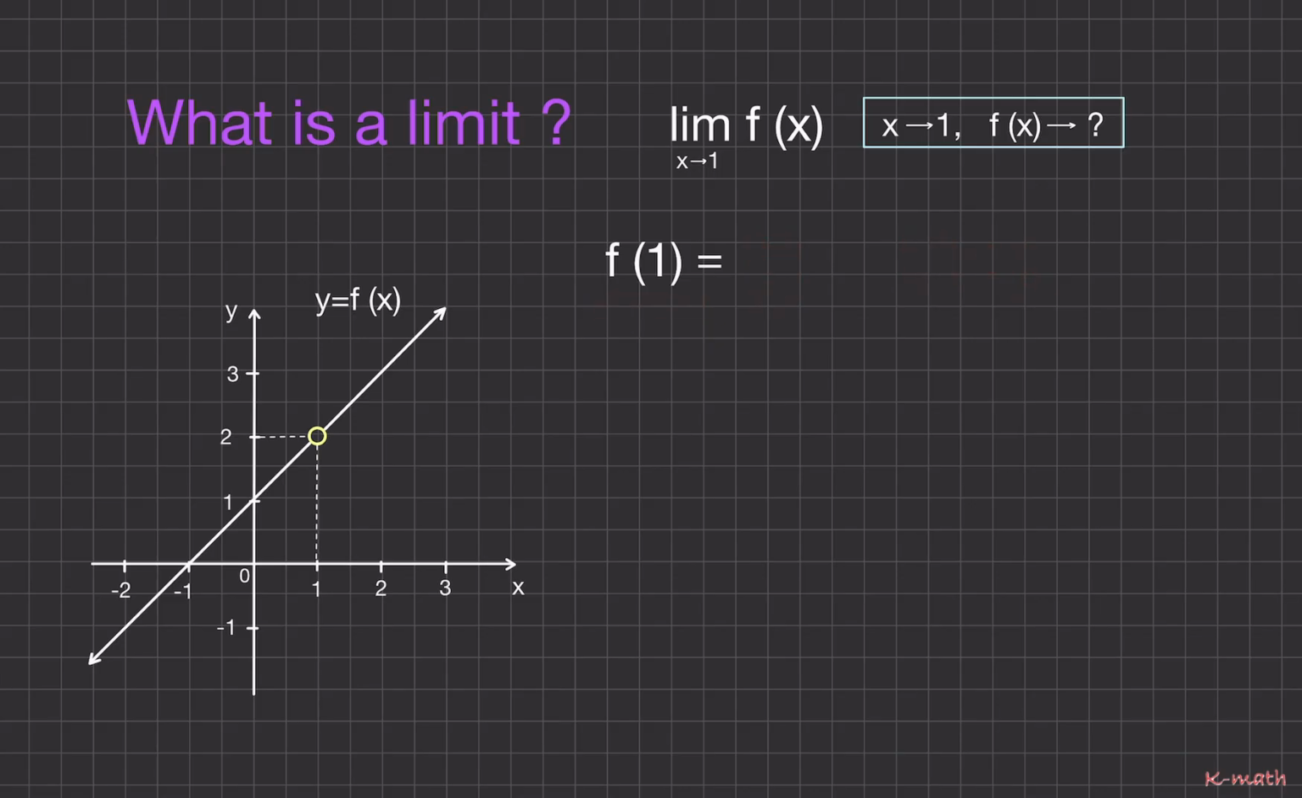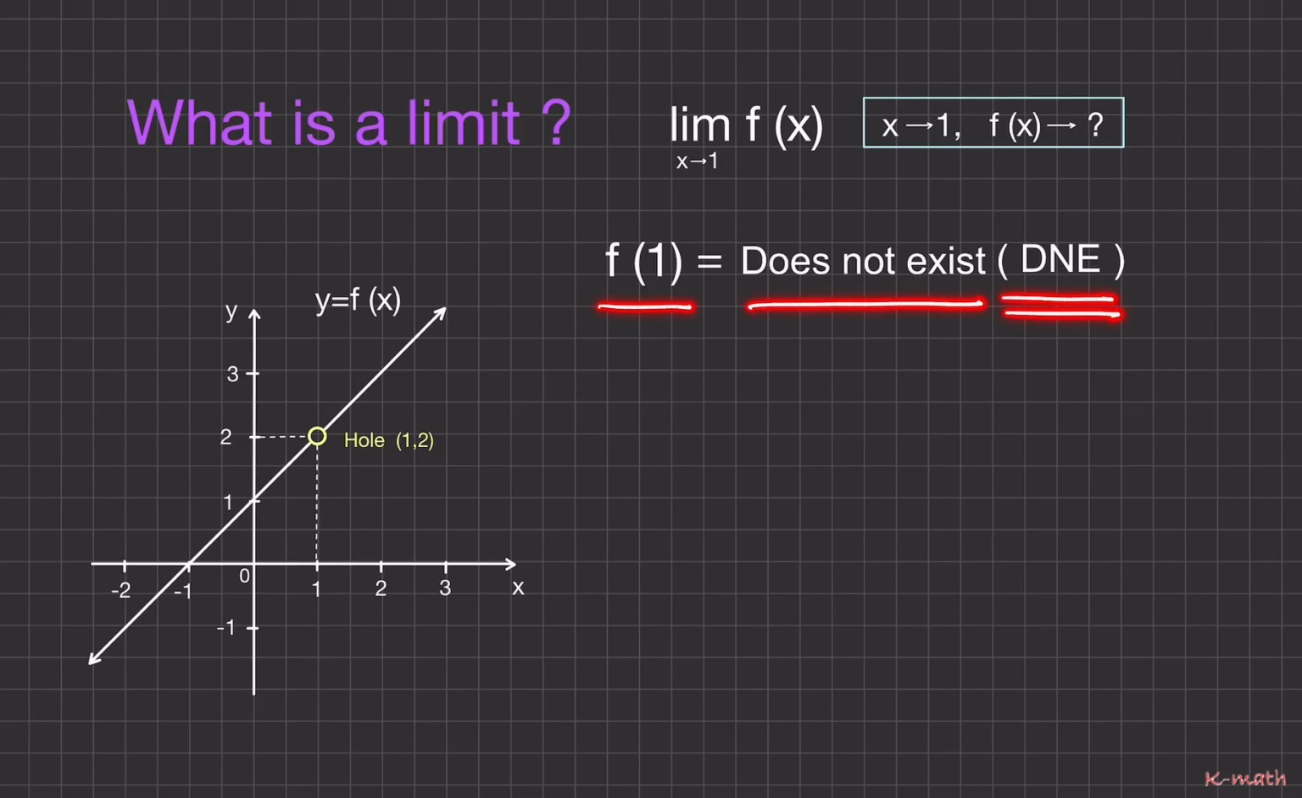But in this case, there is an open circle like this. That means this graph doesn't have the point (1, 2). This line goes up just before the yellow point, skips over it and keeps going. So we say f of 1 does not exist, or just DNE. But this limit expression tells us what happens to the y values as x approaches 1.